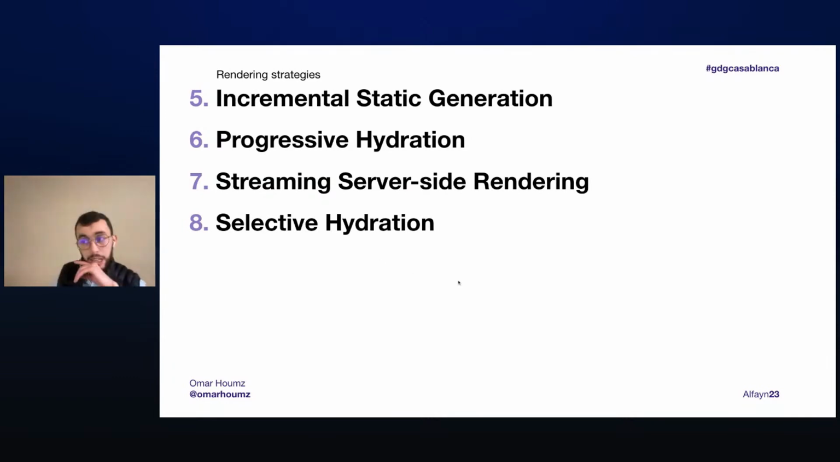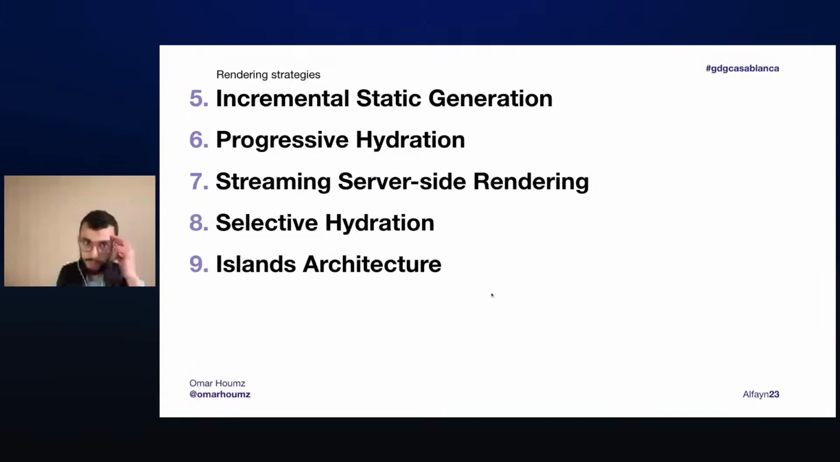Islands architecture. This is kind of new, and it is like selective hydration, but the thinking behind islands is a little bit different. Again, let's take an Amazon product. How would we implement islands architecture? An island is a good name, an island is on its own, so that island alone is the one that has JavaScript code.